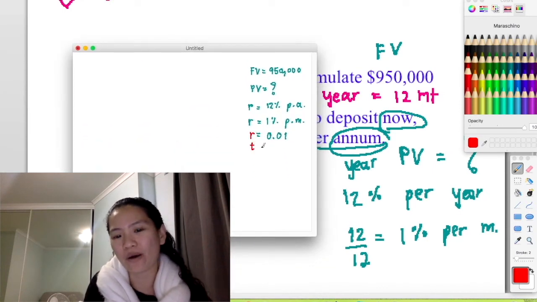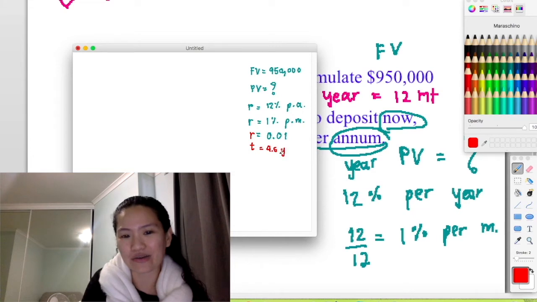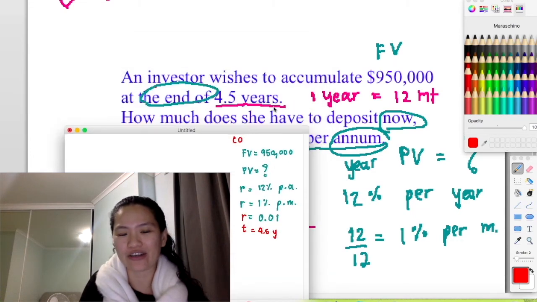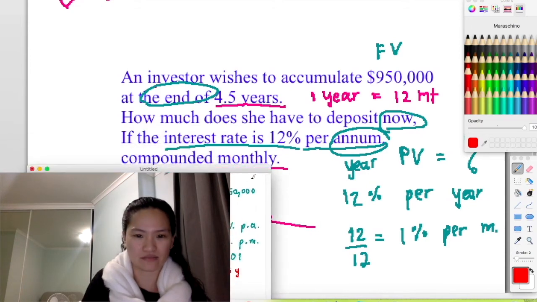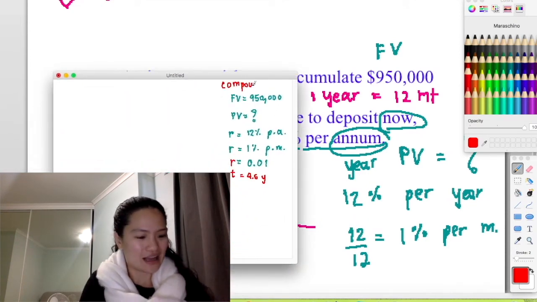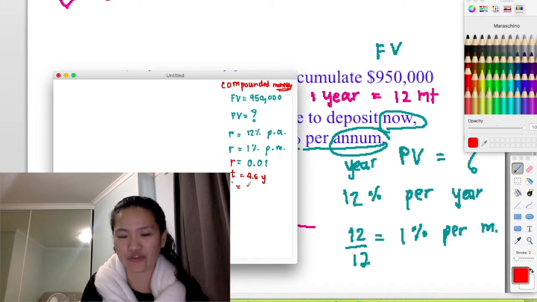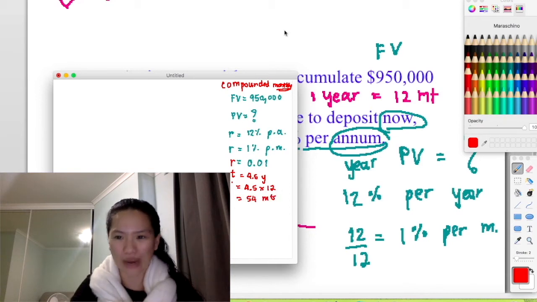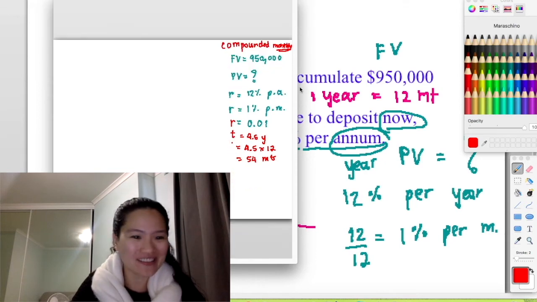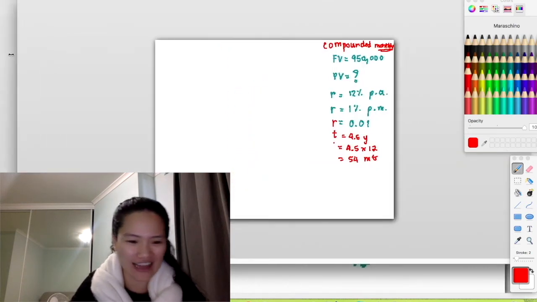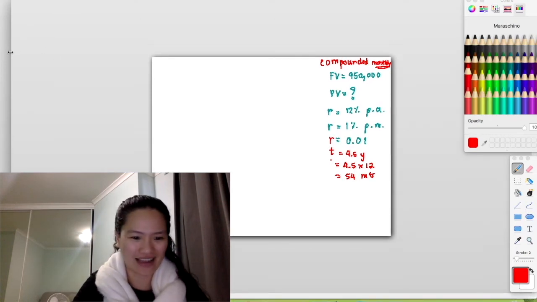Time is 4.5 years. But they tell you, look, compound monthly. That means every month, so you have to change years to months. 4.5 multiplied by 12 is 54 months. Okay, I'll show you the formula very quickly because I need to go to my uni soon, but I would like to help you with my video first. At least you're going to pass your exam. Okay, let's see.